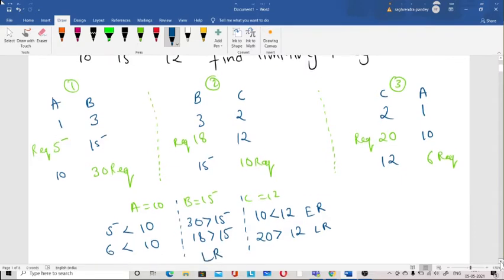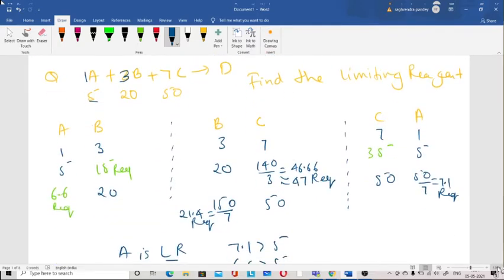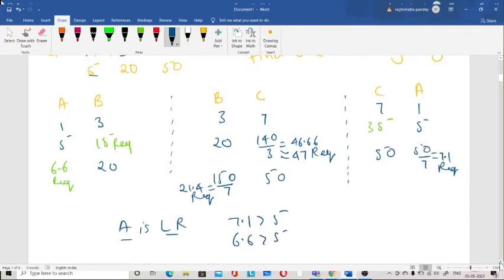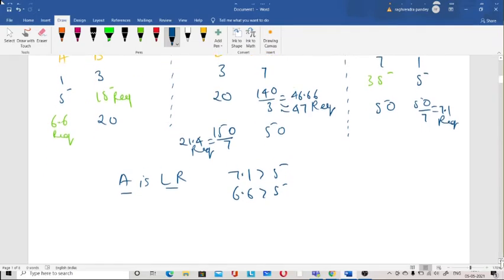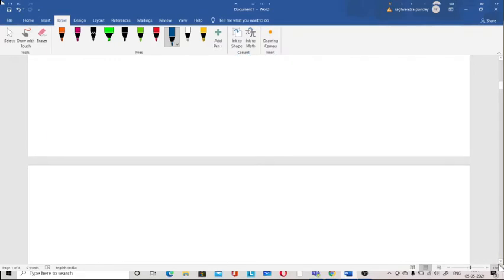Sir, there might be cases where we have more than one limiting reagent, right? No, it cannot be possible. Never ever. More than one limiting reagent is not possible. Mathematically it is not possible. So that is your case of the limiting reagent.